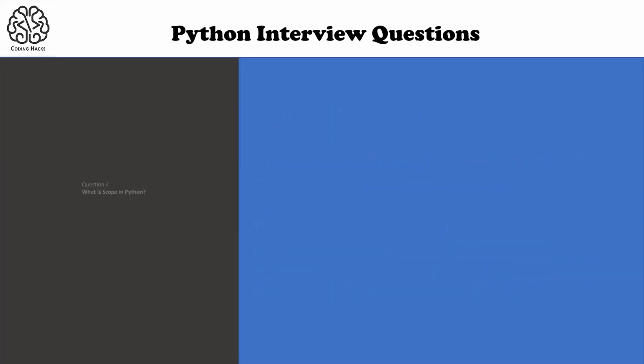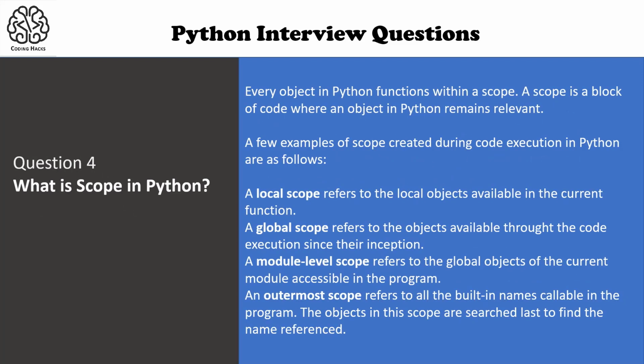Our next question is, what is scope in Python? Every object in Python functions within a scope. So, a scope is a block of code where an object in Python remains relevant. A few examples of scope are local scope, global scope, module level scope, as well as outermost scope.